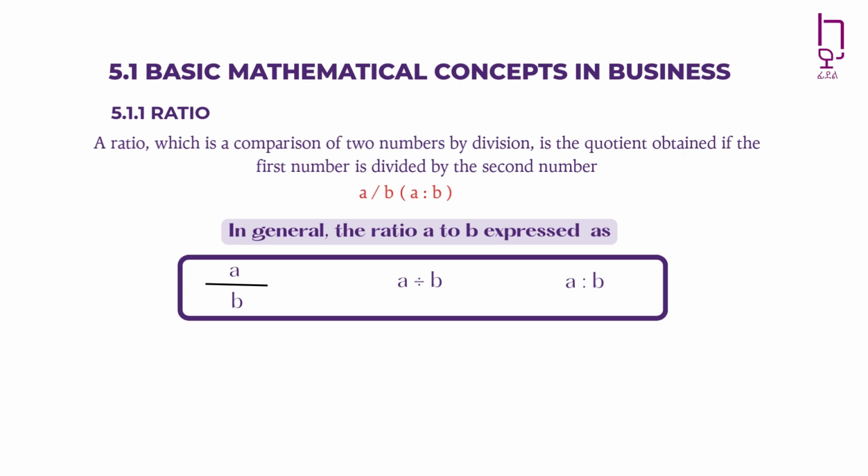So remember, you have 3 formats. Most of the time we use the third one, A to B. So you have A, 2 dots, and B. Okay, now let's look at one example to show how ratio is calculated.